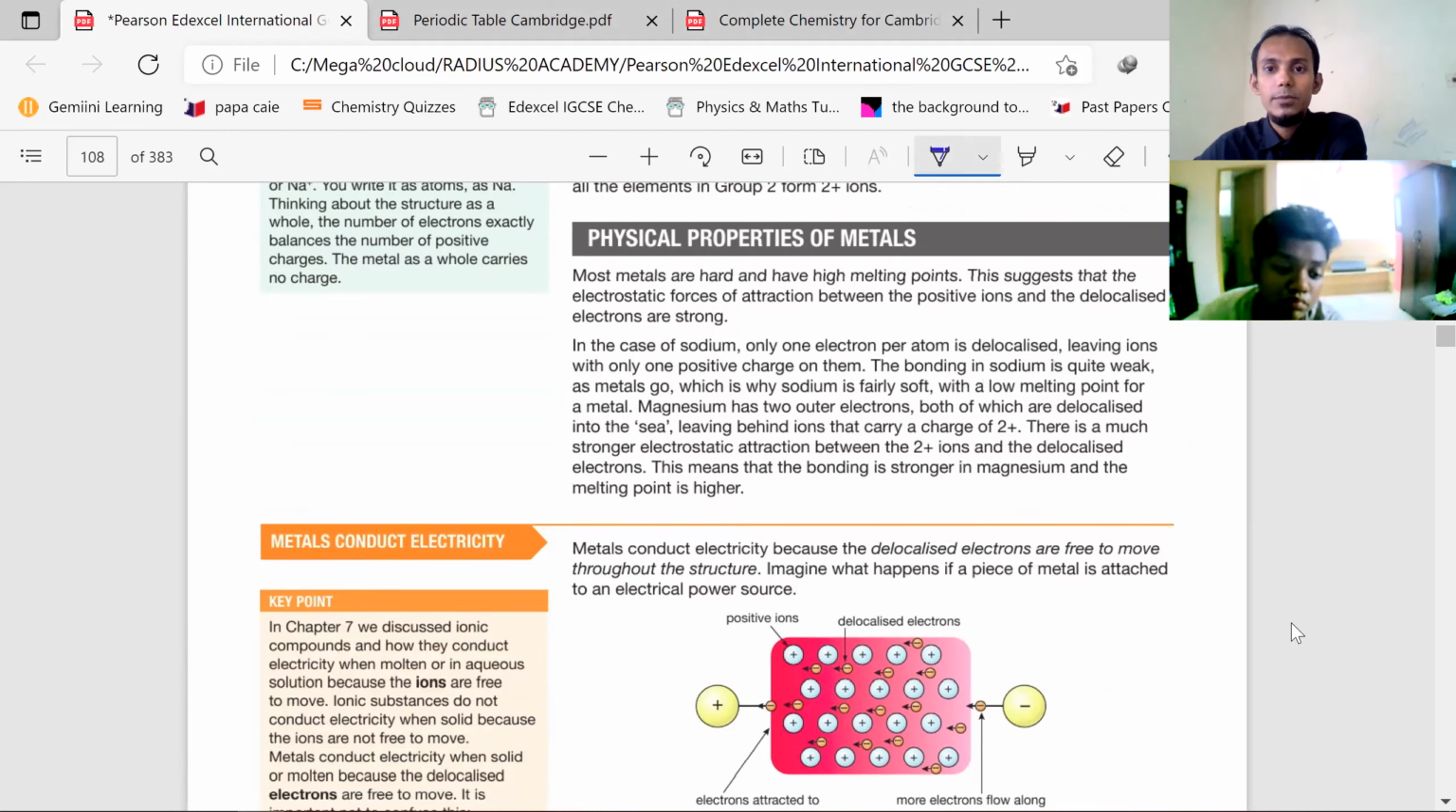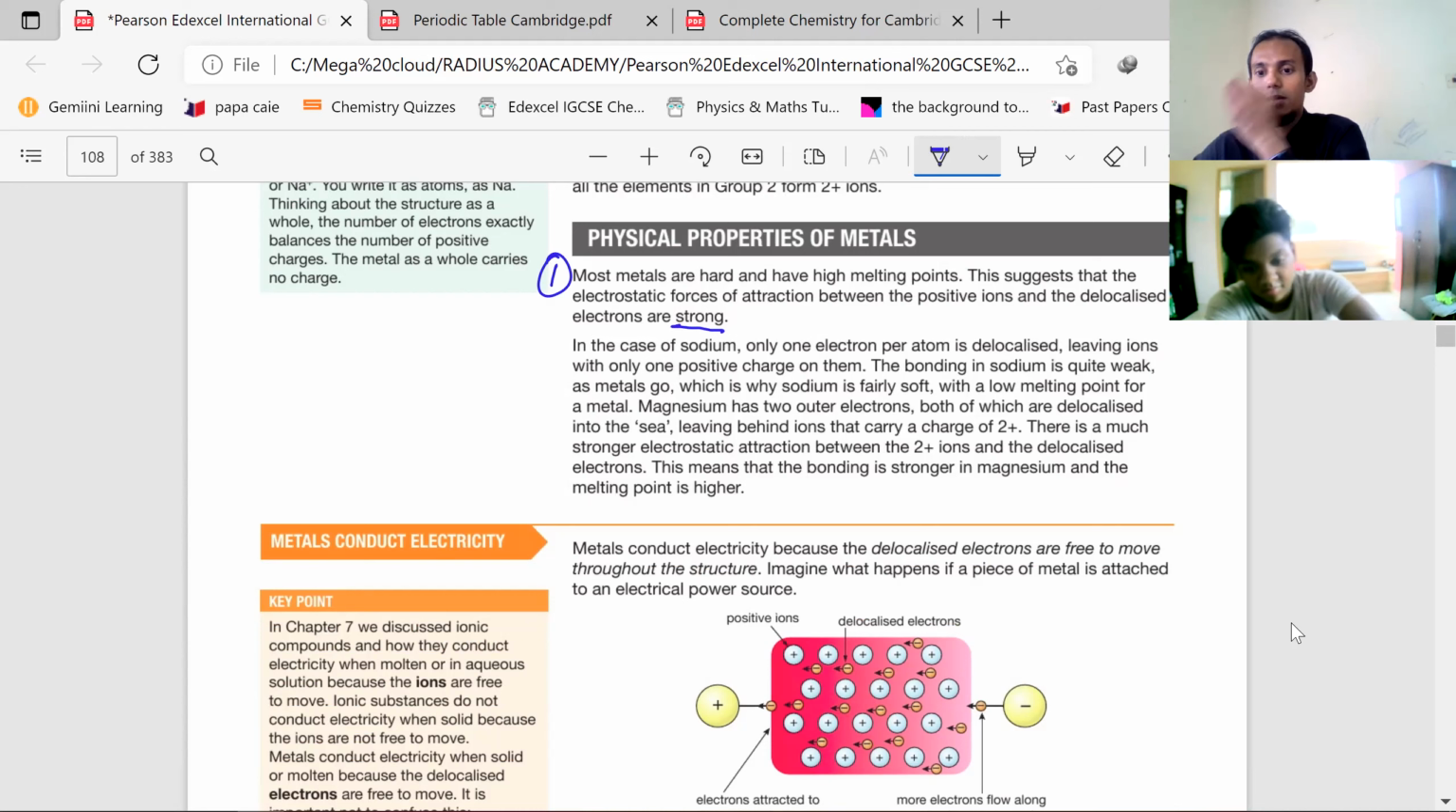We have completed physical properties of giant simple covalent. We have completed physical properties of giant ionic, and now we are starting physical properties of metals. Number one, metals are hard and have high melting point. This suggests that the electrostatic force of attraction between the positive ions and delocalized electrons are quite strong, right?